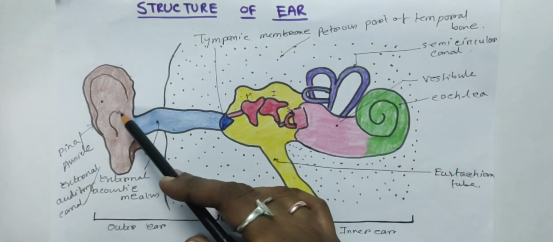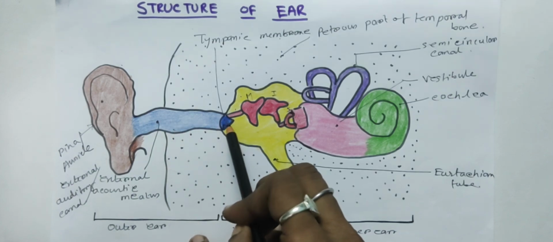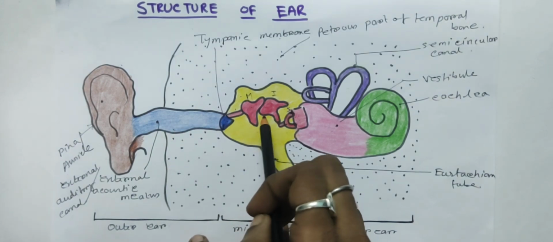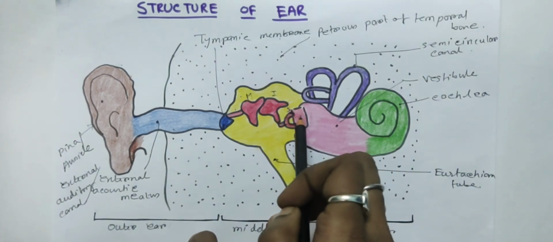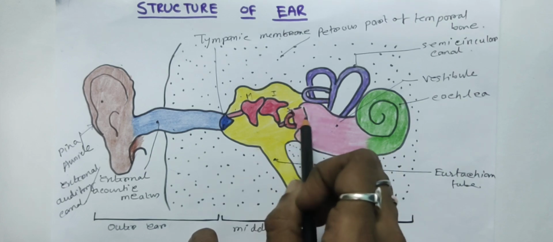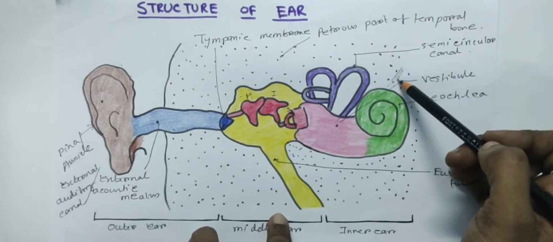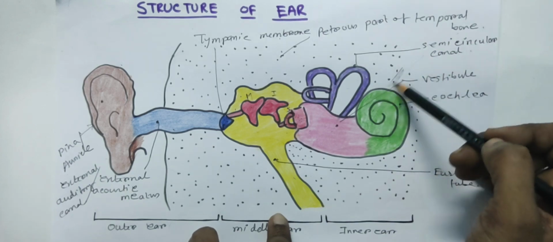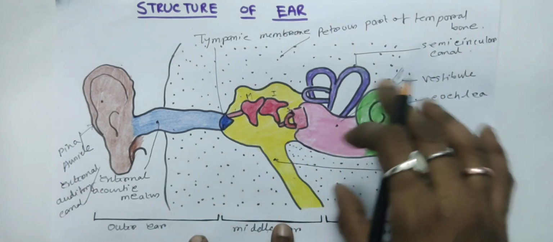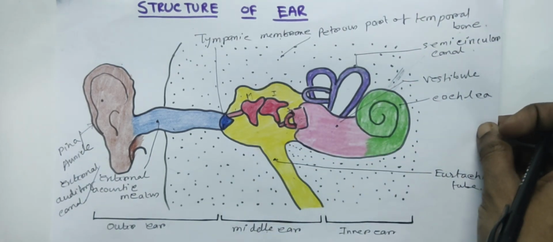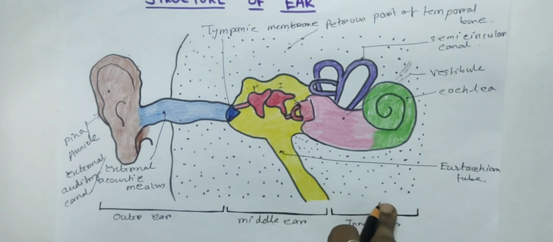The outer ear receives the sound and transports the wave to the tympanic membrane. Then the ear ossicles move and the wave comes to the inner ear, to the semicircular canal, then the vestibule and then the cochlea, where the auditory nerve is attached. Then it goes to the brain by the auditory nerve. In this way sound waves pass through the ear. Now let's come to the details of the different parts of the ear: outer ear, middle ear and inner ear.